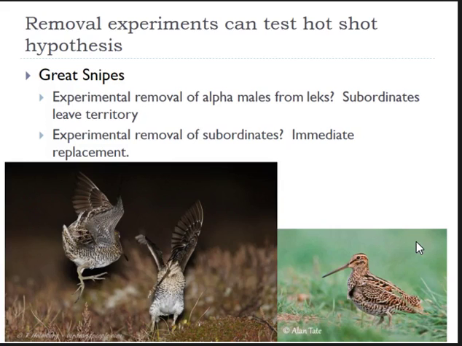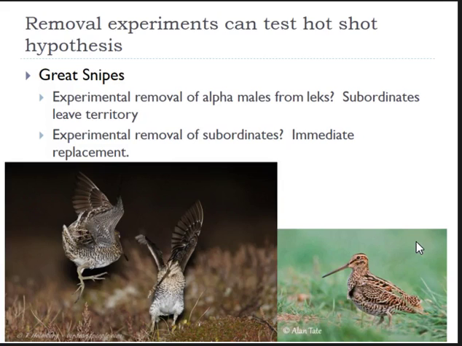But what they ended up finding in this experiment is that if you experimentally remove the dominant males from the leks, then the lek just basically disperses. So the other males kind of go on their way and they find some other males to hang around with. Whereas in contrast, if you remove a subordinate male, so if you remove a male from the periphery, he just basically gets replaced. But the lek stays put, and it seems to be centered around this alpha male. So this is nice support for the hot shot hypothesis here, that they're gathering in this one specific location because there's a really good male there.